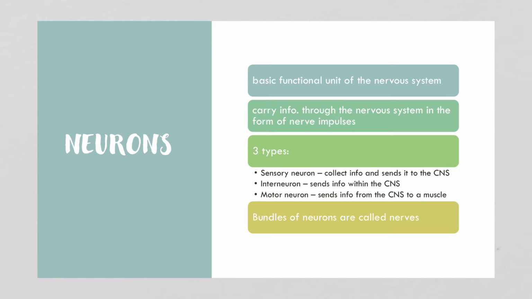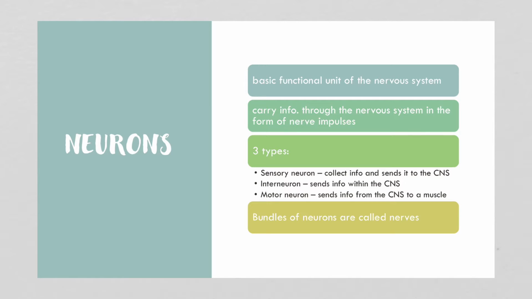So what are neurons? So neurons are the basic functional unit of the nervous system, not to be confused with nephrons, the basic functional unit of the kidney. Neurons carry information through the nervous system in the form of nerve impulses. And as I mentioned before, there are three types. There's a sensory neuron, which collects information and sends it to the central nervous system. The interneuron sends information within the central nervous system. And then the motor neuron sends information from the central nervous system to a muscle. And bundles of neurons are called nerves.